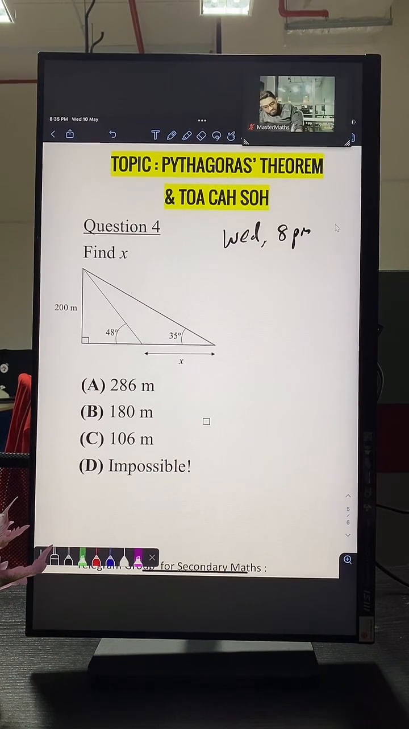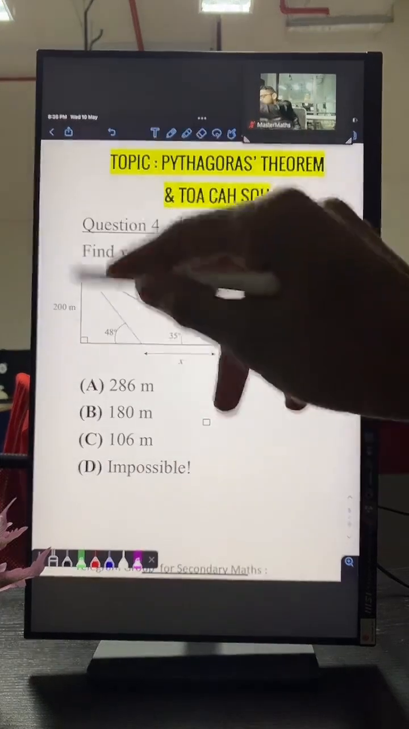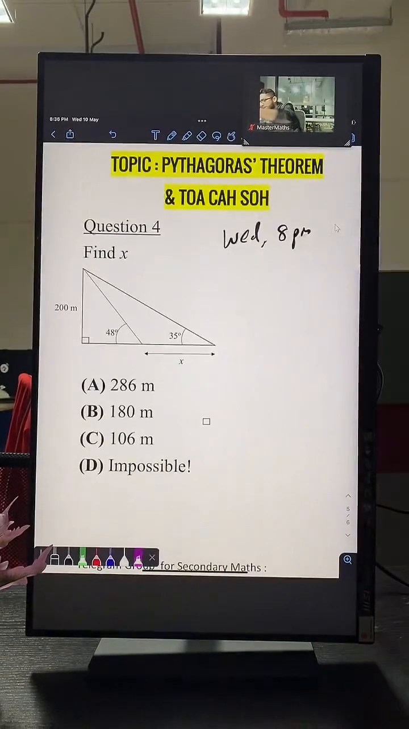Friends, X is here. How to find? This is outside the right angle triangle, by the way. Okay, I give you a hint. There are actually two right angle triangles, one big one here and another small one here as well. Can you see two right angle triangles? Number 1 and number 2.